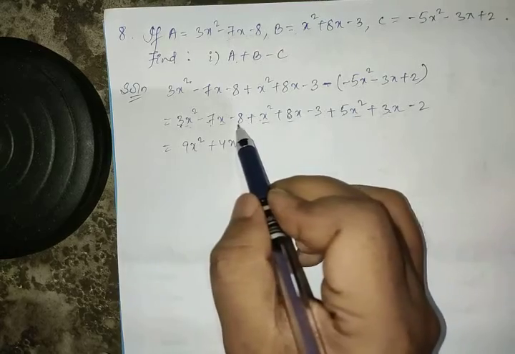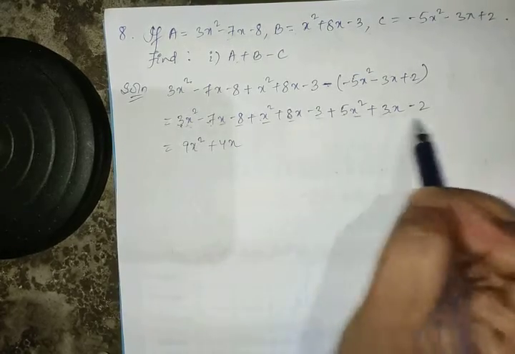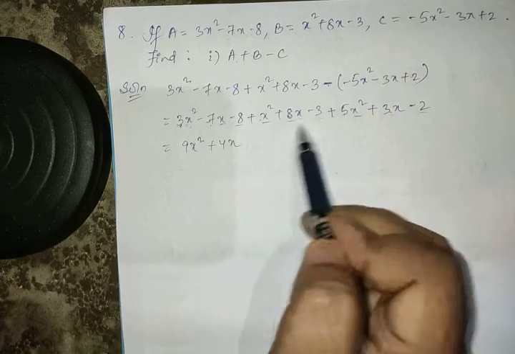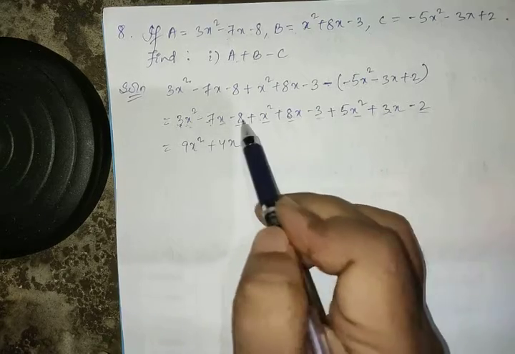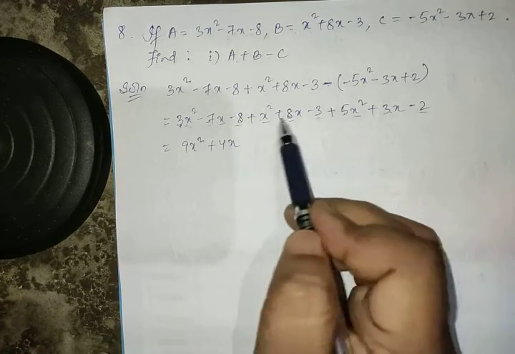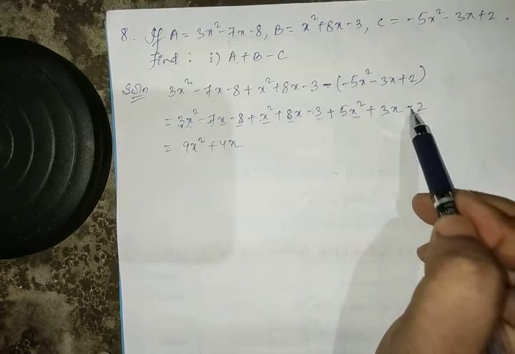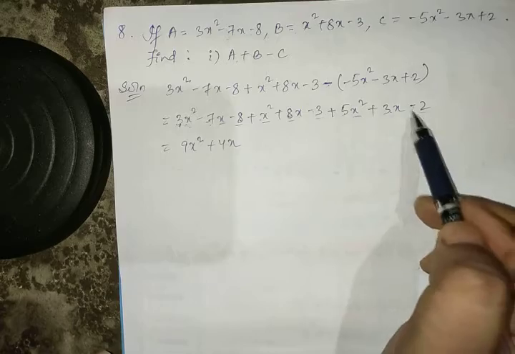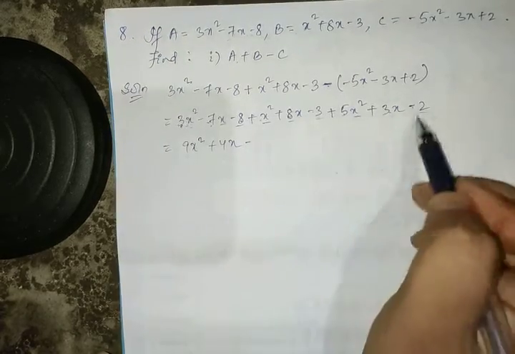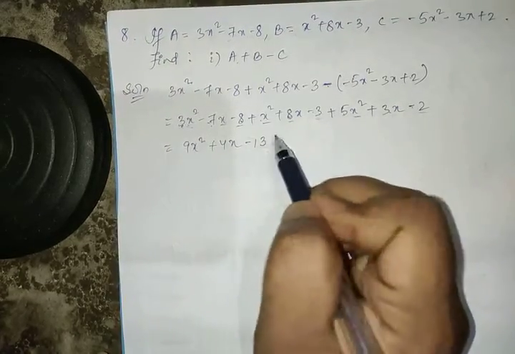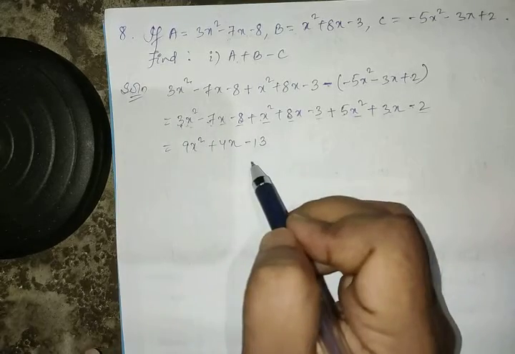And now what is left? The numbers. Minus 8, minus 3 and minus 2. So minus minus will become plus, so 8 plus 3 is 11, but the sign will be minus. That means minus 11, and then minus 11 minus 2, again minus minus will become plus, but the sign will be minus. So 11 plus 2 is 13. So this will be the answer.